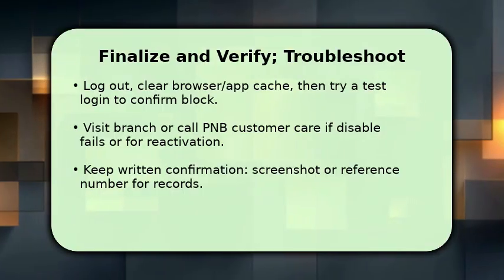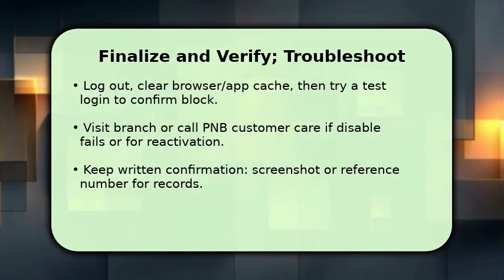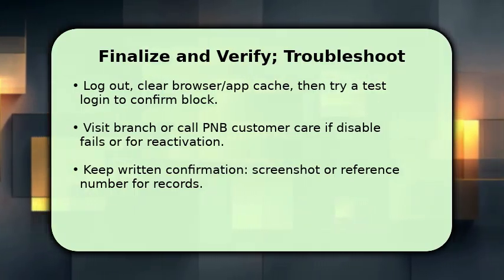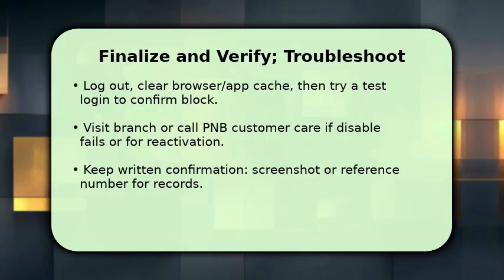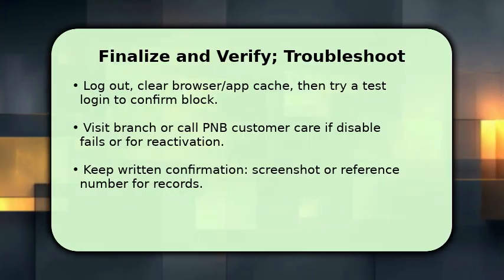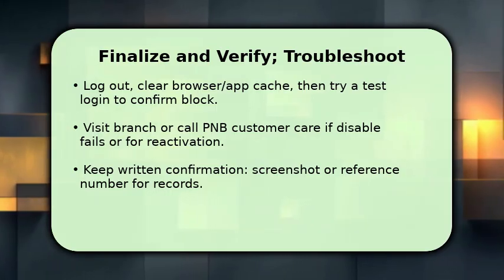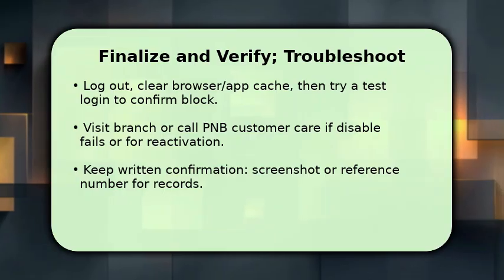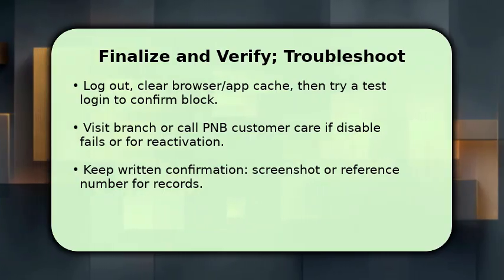Finally, once the disable completes, log out and clear browser cache or app data, then attempt a fresh login to verify net banking is blocked. If the system still allows access, immediately contact PNB Customer Care and provide the reference number you received when disabling. Escalate to the branch if necessary.